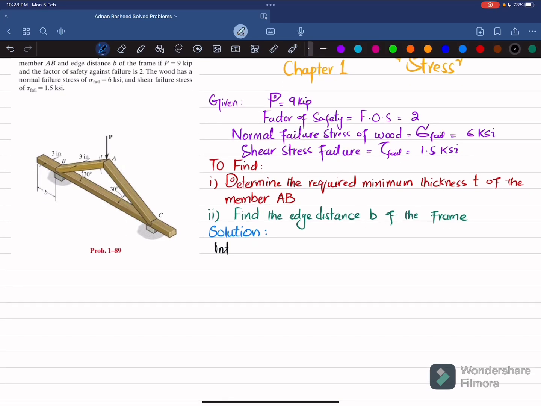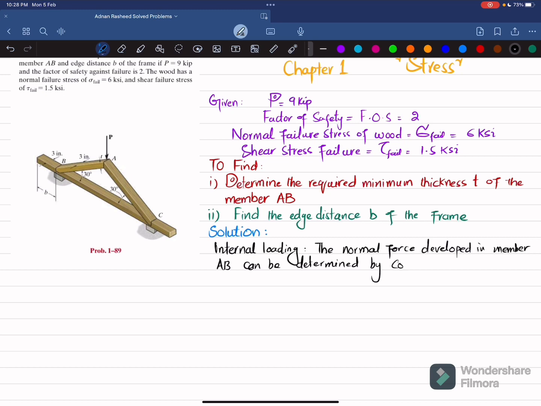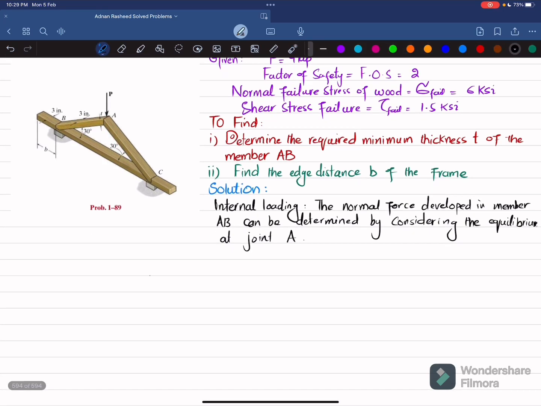So first we will find internal loading. The normal force developed in member AB can be determined by considering the equilibrium at joint A. So what we will do is that we will take this joint A and we will draw the free body diagram and we will find the force AB.